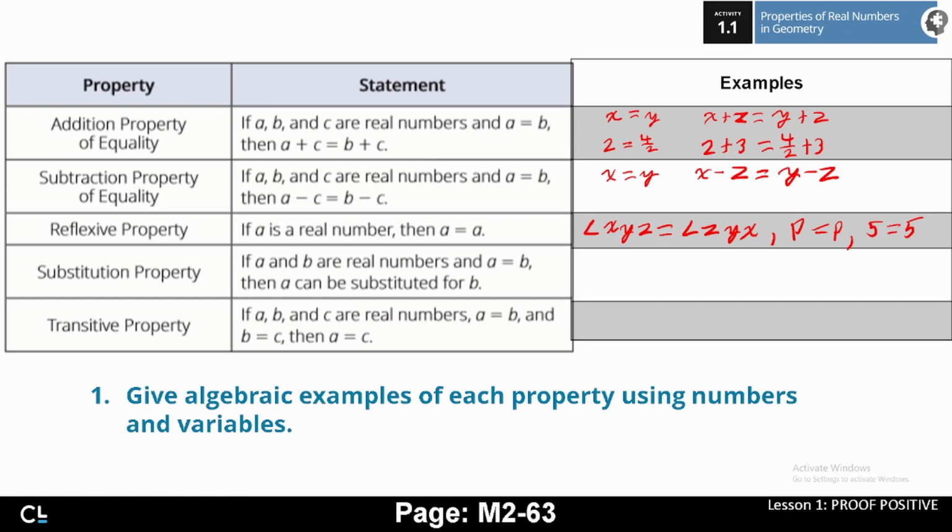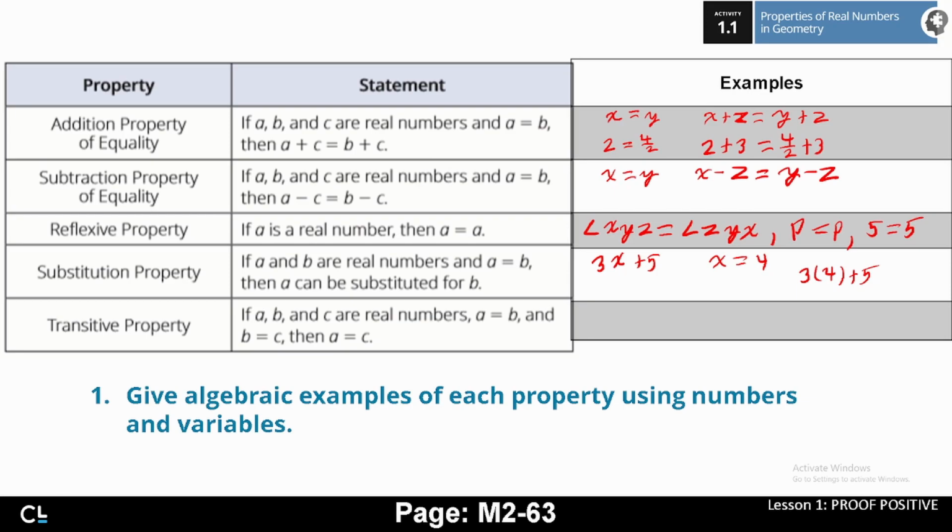And next up is our substitution property. It says if A and B are real numbers and A equals B, then A can be substituted for B. And you've done this multiple times with equations, right? So for instance, say we have the expression 3x plus 5. And then we say, well, x is equal to 4. We could substitute this in. So instead of having my x here, we could write 3 times 4 plus 5. And that is our substitution property. Whenever you swap things out like that, it's our substitution property.